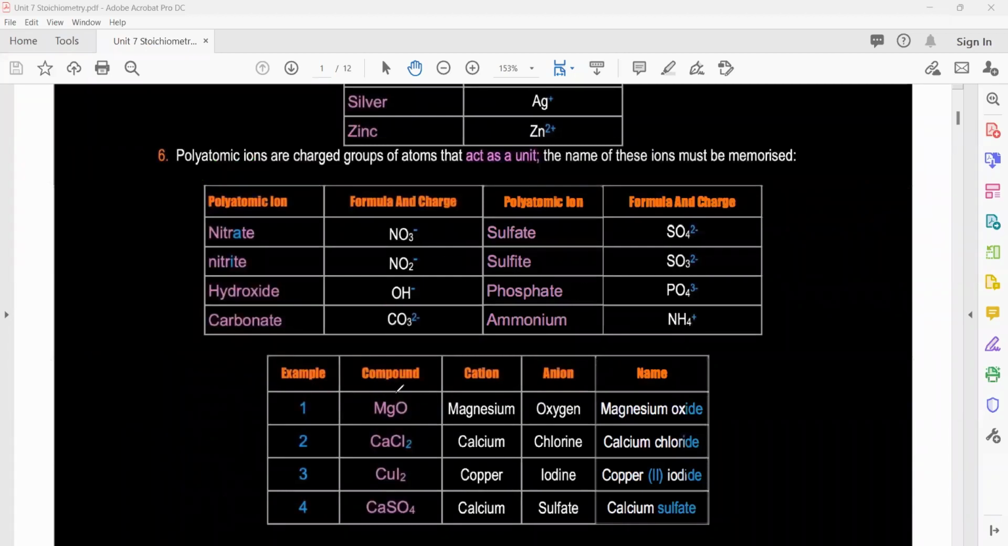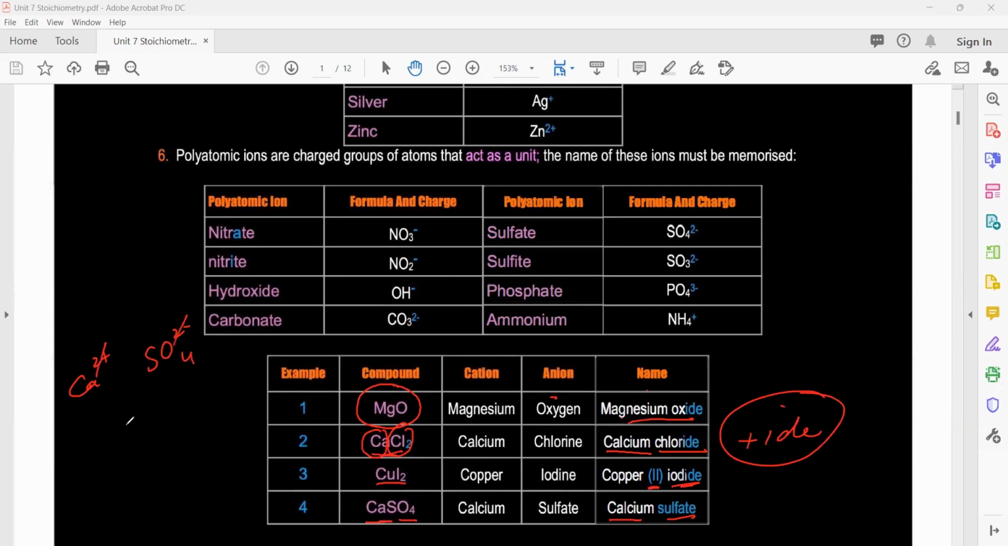So like this, for example, here there is a compound magnesium oxide, MgO. So what is the cation here? Magnesium. And what is the anion? Oxygen, and the name is magnesium oxide. So naming, for example, if you want to write the name of this one, this is calcium, a metal, and this is a non-metal. So the metal part comes first and then the chlorine part, but you will add IDE, so it will become chloride. And if you have copper, iodine, copper is a transition metal, so you write its valency, copper II here, and iodine. Calcium sulfate. Calcium, as I told you, Ca is 2 plus. Sulfate is SO4 2 minus. Plus 2 and minus 2 cancel. So the formula will be CaSO4. So this is how the naming of the compound works.